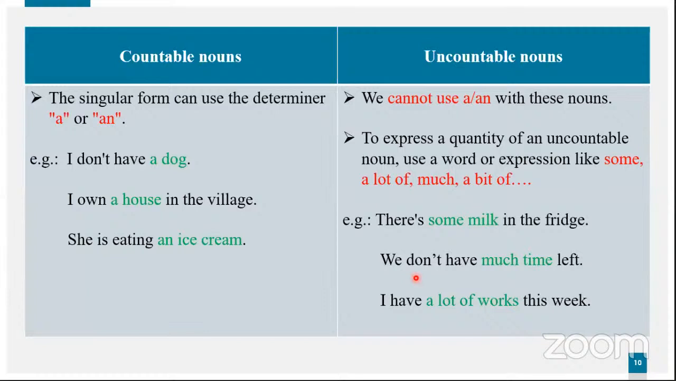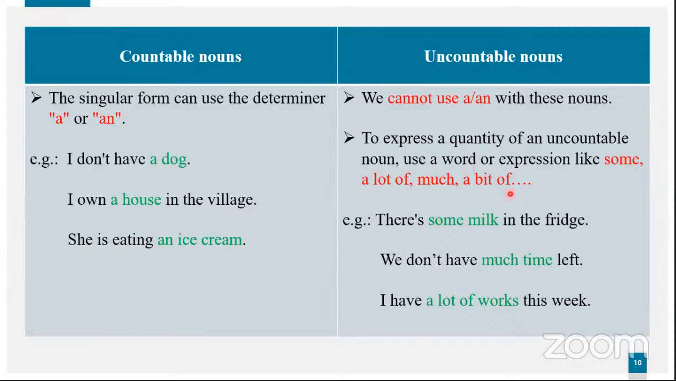And next one, we don't have much time left. අපිට එච්චර වෙලාවක් ඉතුරු වෙලා නැහැ, right? We don't have much time left. And next one, I have a lot of work this week. මට ගොඩක් වැඩ තියෙනවා මේ සතියේ, right? So we express the quantity of an uncountable noun by using these words, right?